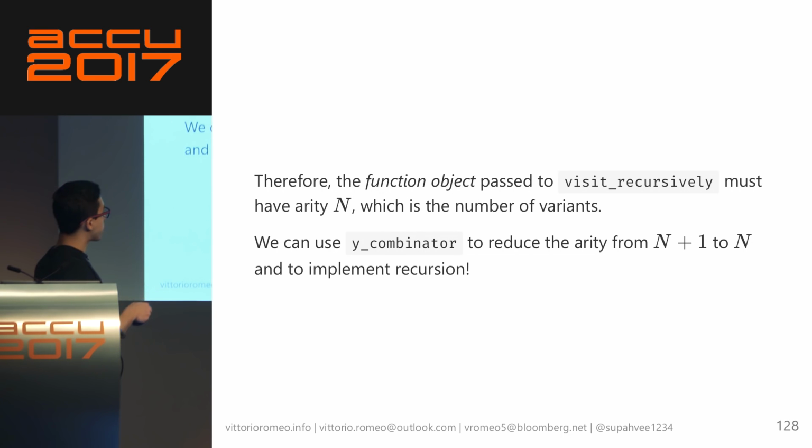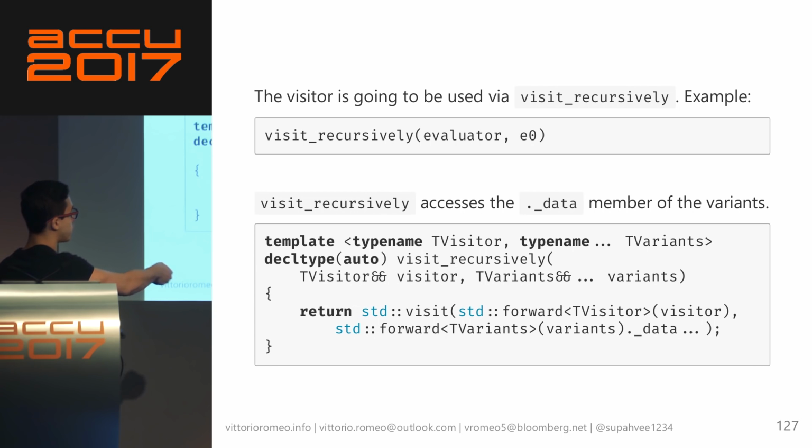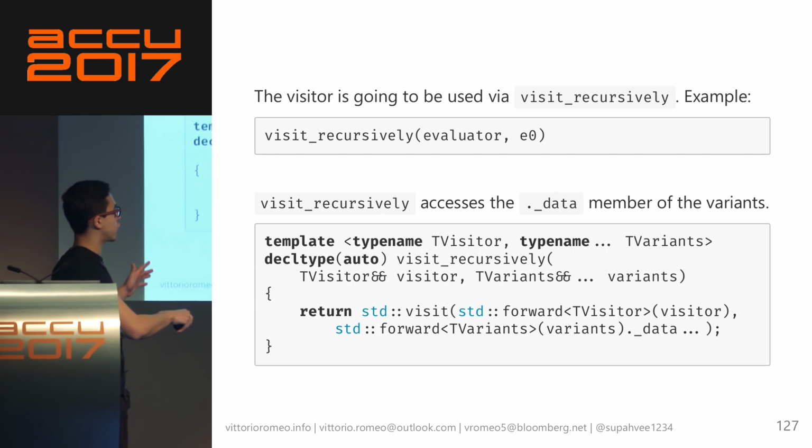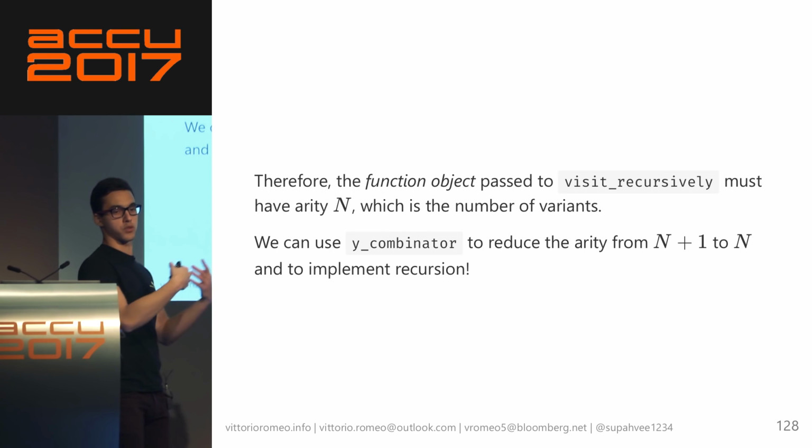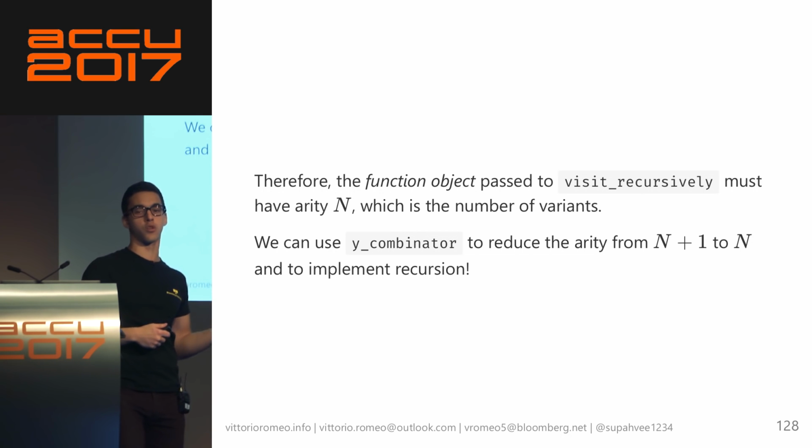Therefore, the function object that we pass to visit recursively must have arity n, which is the number of variants. Because in visit recursively, we don't do anything fancy here. We're just forwarding everything to visit. So we don't have any logic for the recursion in here. This expects a visitor that's good for the variants. And our issue is that our overload will have arity n plus 1, and we want to get it to n, and also have recursion. But this is exactly what the Y combinator does, because it takes something with arity n plus 1, decrements the arity and allows us to recurse on it.